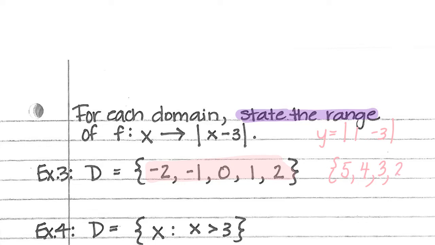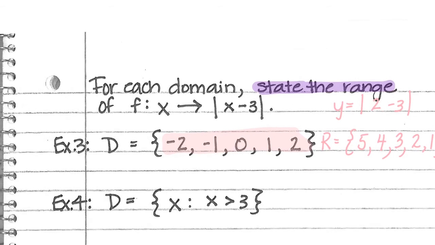Absolute value is 2. And last, I could put in the number 2. 2 minus 3 is -1. Absolute value is 1. So I know that when the domain are these numbers, -2, -1, 0, 1, 2, I need to show this. The range is 5, 4, 3, 2, 1. But now we're given a different thing.